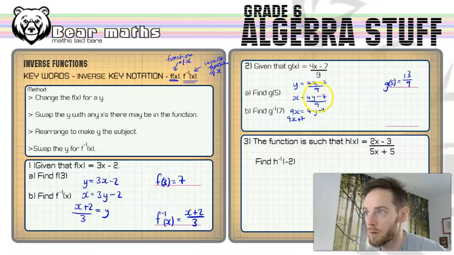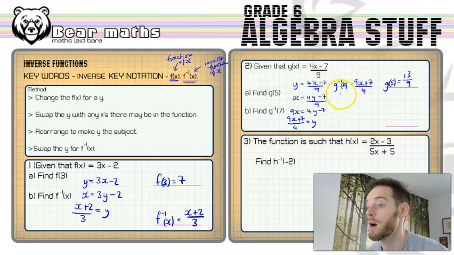If I hadn't have looked up on the top one there, my working's a little bit small. So I'm going to add 7 to both sides, then I'm going to divide by 4. That leaves me with y. Okay, so what I then have to do is I have to change that y for the g to the minus 1 of x. So g to the minus 1 of x is equal to, that's an x there, is equal to this, 9x plus 7 all over 4.